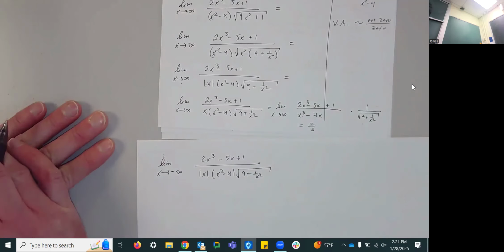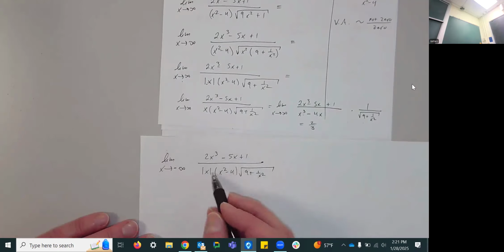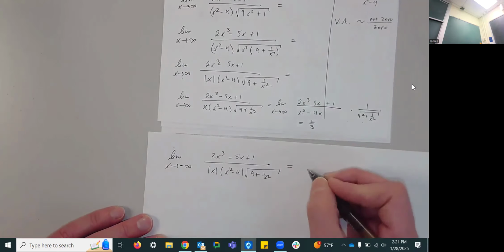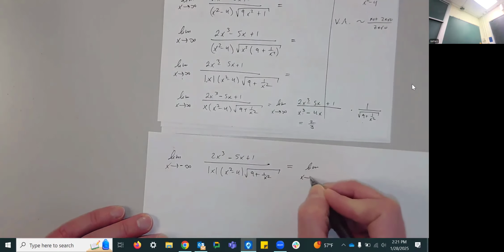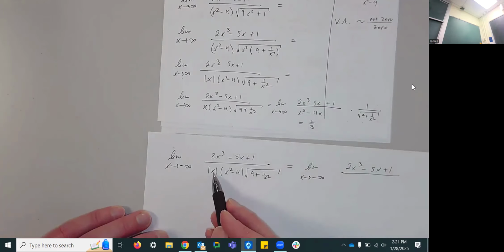I'm kind of skipping some of the work I would normally show. The work I would do if I was really doing this is I'd probably divide everything by x cubed at that point. So actually I'll show that here. The only difference here is that in the next step, when we write this out, you get 2x cubed minus 5x plus 1. But now, since x is negative, the absolute value of x is equal to negative x.